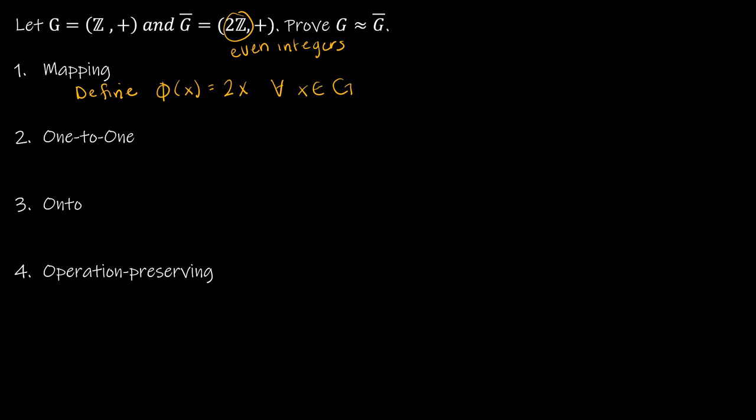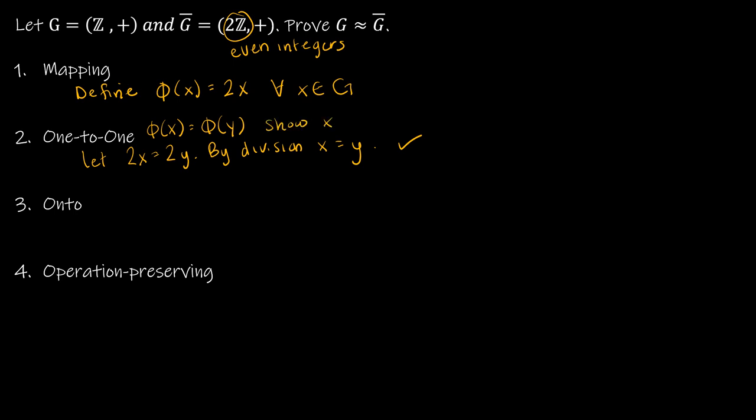Now, is this 1-to-1? So we're going to let 2x equal 2y, and then by division, we have x equals y, and that is exactly what we were trying to prove. Remember, we assume that phi of x is equal to phi of y, and then we show x must equal y. Or you can use a and b or l and m, it doesn't matter.